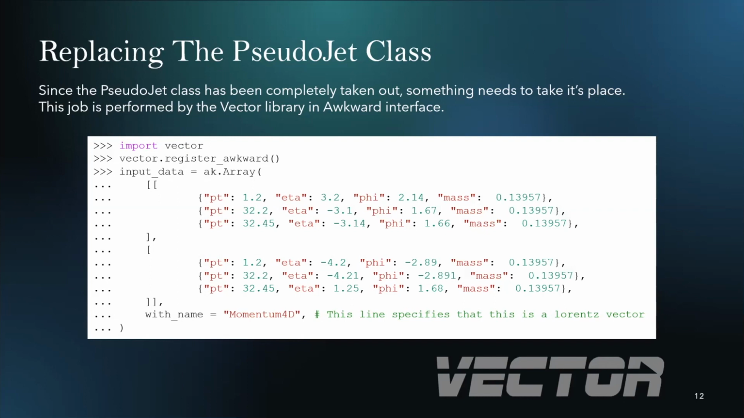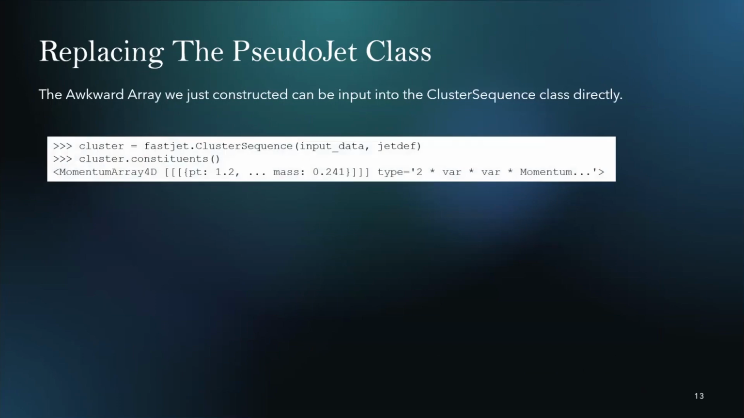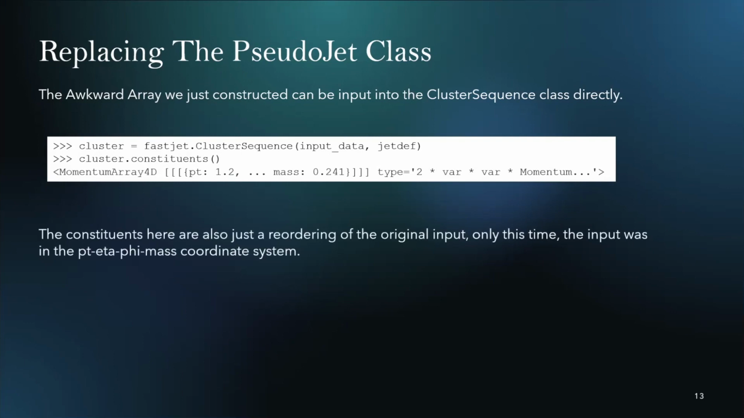What that does is that it specifies that this is a Lorentz vector, and now you can easily convert between one coordinate system and another. So all you really need to do is register your awkward arrays and you're done. So if you look at this particular instance, the coordinate system is PT eta phi mass. So what we will do now is directly input this into the cluster sequence class. And as you can see, it takes it, no problem. It performs clustering, and then you get the constituents outputs. That's also in the PT eta phi mass coordinate system. That's because, as I've said before, the constituents are just a reordering of the original input. So they'll be in the same coordinate system.